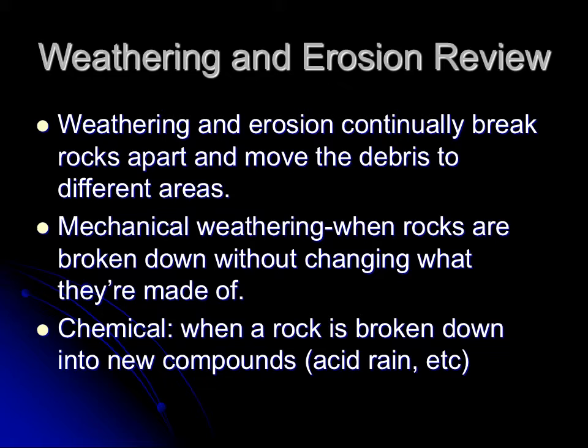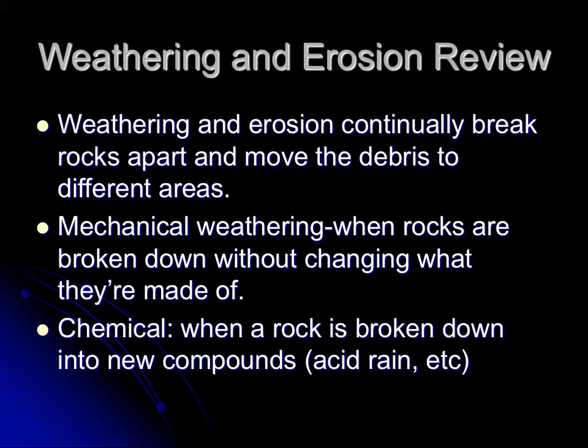There are two different types of weathering: mechanical weathering and chemical weathering. A synonym for mechanical is physical, so it's physical weathering and chemical weathering. Very similar to physical and chemical changes. A physical change is when something is changed without changing what that something is made of, whereas chemical is when you have a change that does change whatever that thing is made of.